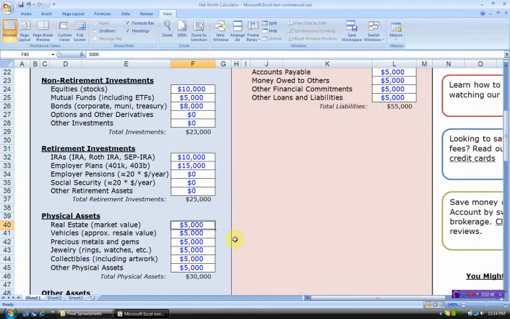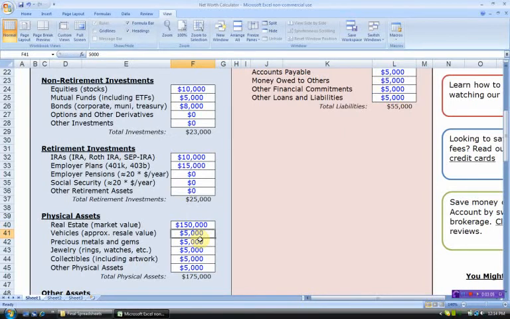There's also a section here for physical assets. If you own a house, you can put the amount of your house here. Now, make sure to put the actual value of your house. Your mortgage is going to come in the liability section. We'll talk about that later. So let's say I have a house or a piece of property that's worth $150,000. I'll put that in there.